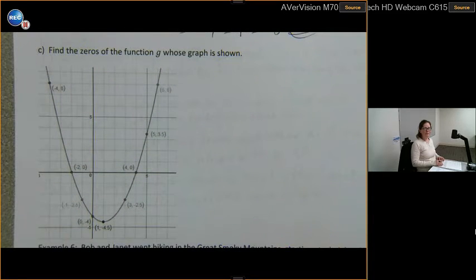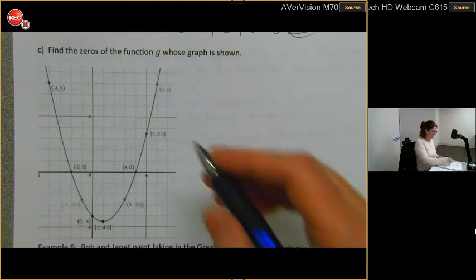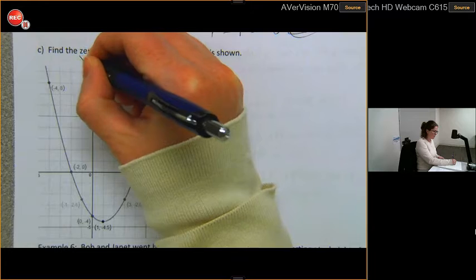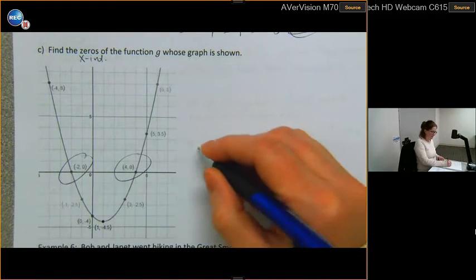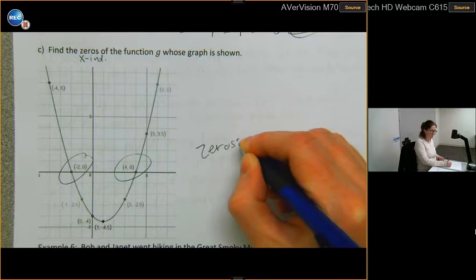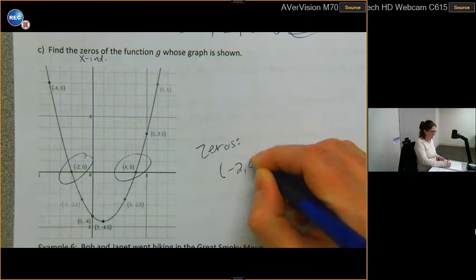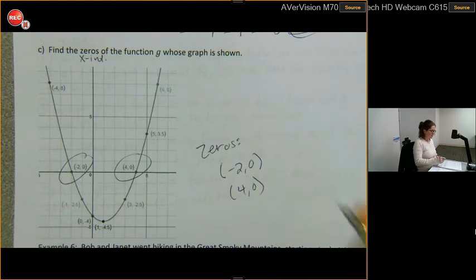Find the zeros of the function g whose graph is shown. So I have a whole bunch of points marked here. Some of them are kind of faded, you can't see them very well, but the important ones you can see. If something is a 0, what we are looking for are the x-intercepts, right there, right there. Except in this case, we're going to call them zeros. So multiple names for the same thing. X-intercept is the same thing as zeros.